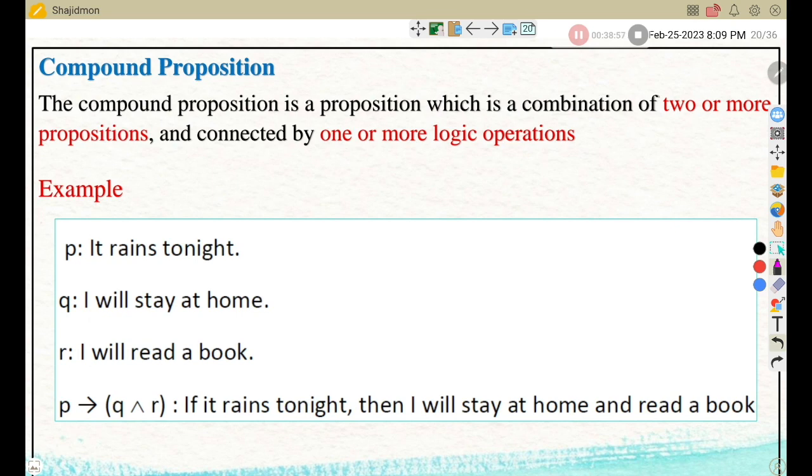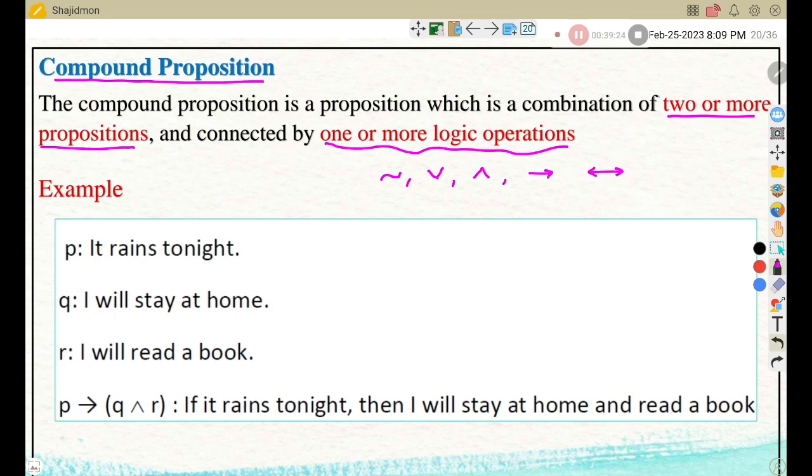we have some small definitions. What is the meaning of compound proposition? A compound proposition is a combination of two or more propositions connected by one or more logical operations. We have studied many logical operations now: negation, or, and, implication, double implication, correct? One or more logical operations will come in a proposition that is connected by two or more propositions.